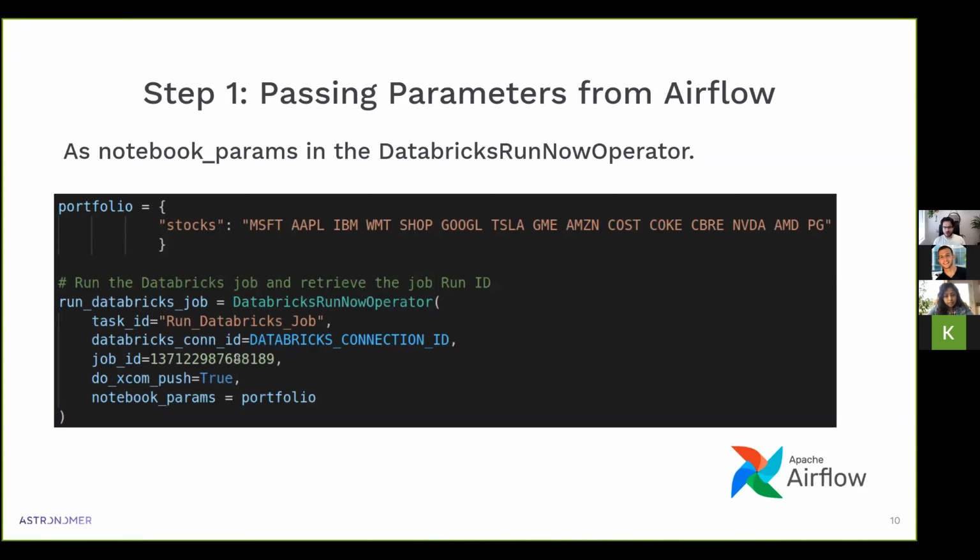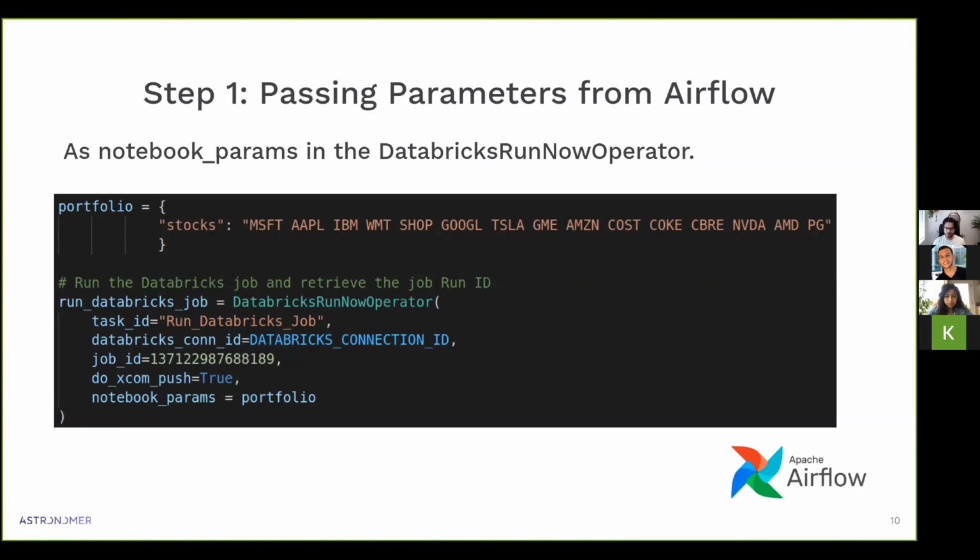Once that job is run, what we're also able to leverage is the notebook params you see at the bottom, where we're able to specify the variable, or the data or parameters, we'd like to push over onto Databricks. Here we're pushing over the portfolio, which is up here, into the Databricks notebook using the Databricks run now operator. So with this operator, we're both running that job, or that notebook, as well as pushing parameters over into it.